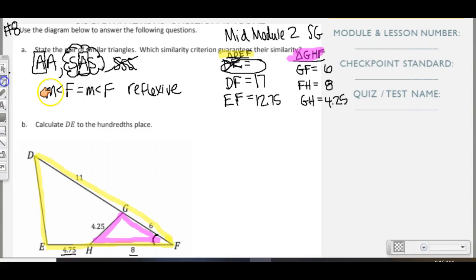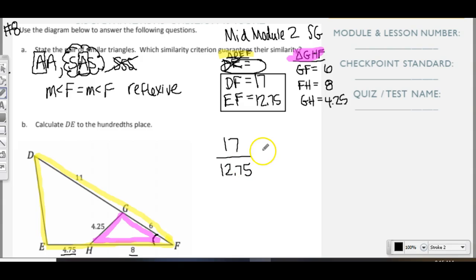So if the angle that they share is F, then the sides that need to be proportional are on either side of that angle, okay? The sides on either side of the angle for the yellow triangle are the only two that we have, the 17 and the 12.75. So I'm going to write those in a fraction together, to see if side, angle, side can work for us.